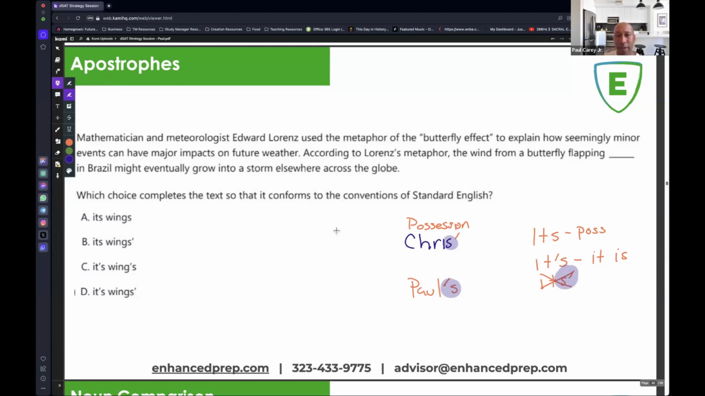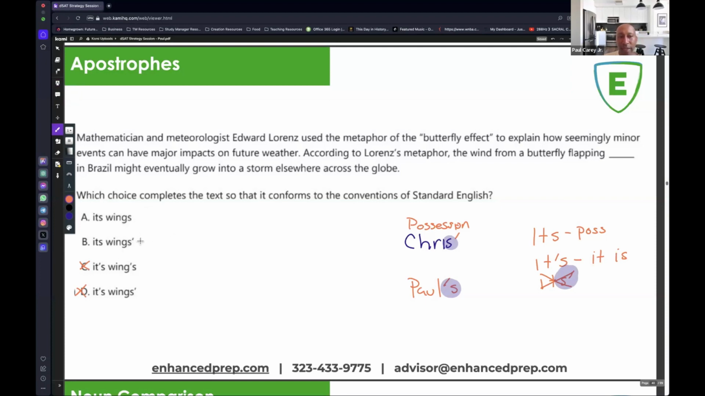Okay. So whenever you're thinking about your pronouns, you want to figure out what is the noun and what is the possession, right? So in this case, I'm just going to read the second part of this. According to Lorenz's metaphor, the wind from a butterfly's flapping its wings in Brazil might eventually grow into a storm elsewhere around the globe. So a butterfly flapping its wings, right? What do we say? We don't want to read out "it is wings." So those two don't work.